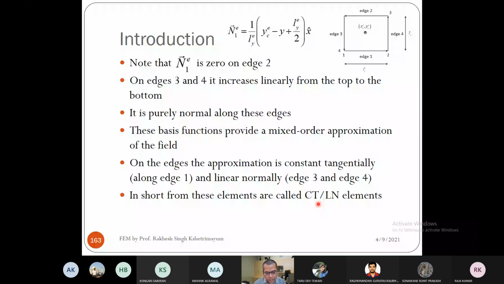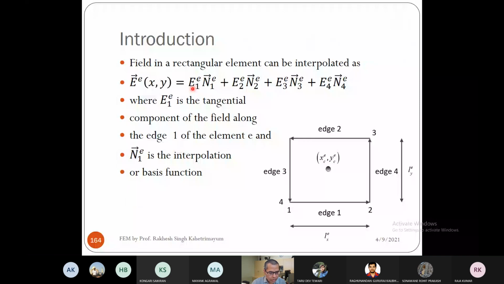It is basically very useful for us later on. I will discuss that later on. So let's say if I want to write the field in this rectangular element, then I write E1 N1, E2 N2, E3 N3 plus E4 N4. E1 is the tangential component of the field along the S1 of the element e, and N1 is the interpolation function. Just like that, E2 is the tangential component of the field along the S2, and N2 is the interpolation function. Similarly, E3 is the tangential component of the field along the S3.